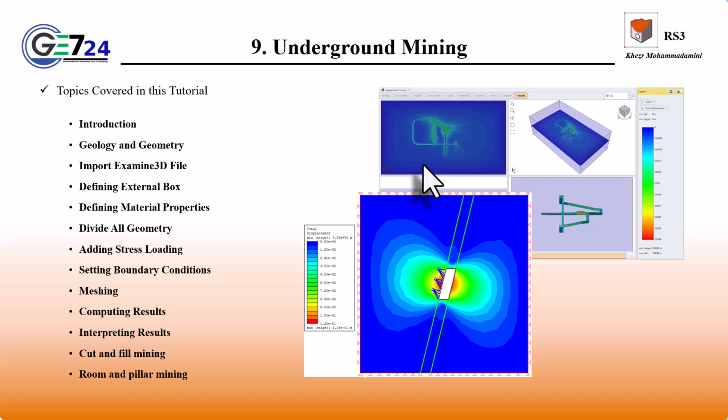Geology and geometry, import, examine 3D files. If we have examine files, we can import them to RS3. Defining the external box and boundary for the mine. Defining material properties if we have a complex geometry. Divide all geometry and make a complex geometry. Adding stress loading in the underground phases, and setting boundary conditions for the underground and backfill, meshing, computing results, interpreting results, cut and fill mining, and room and pillar mining.